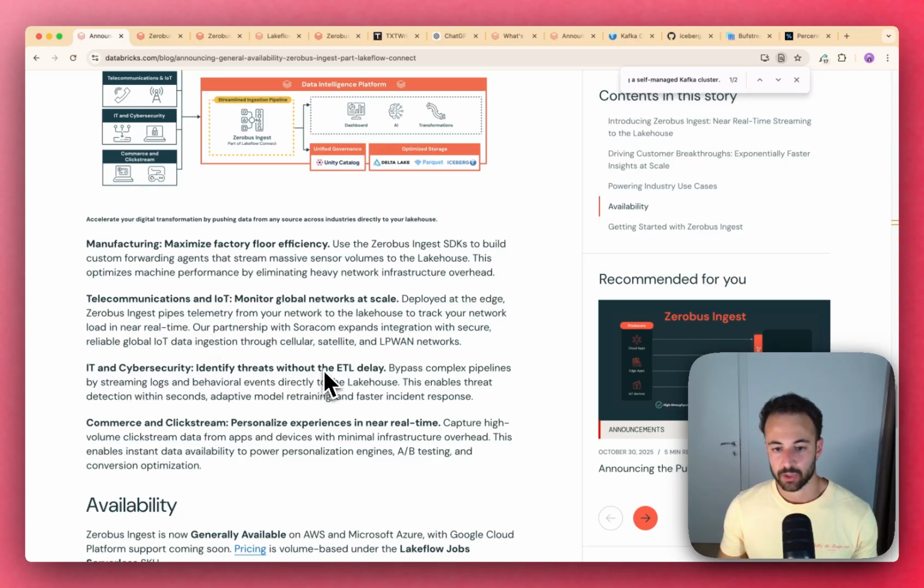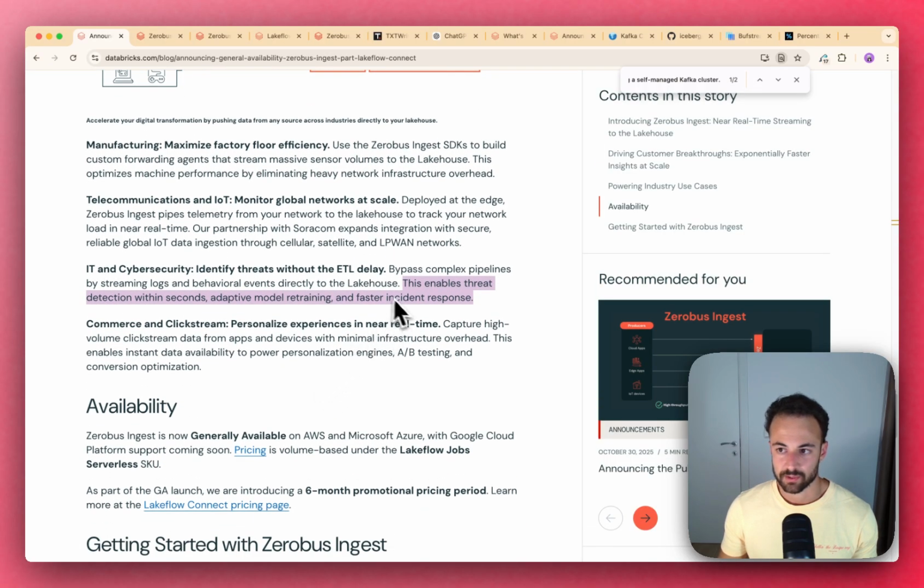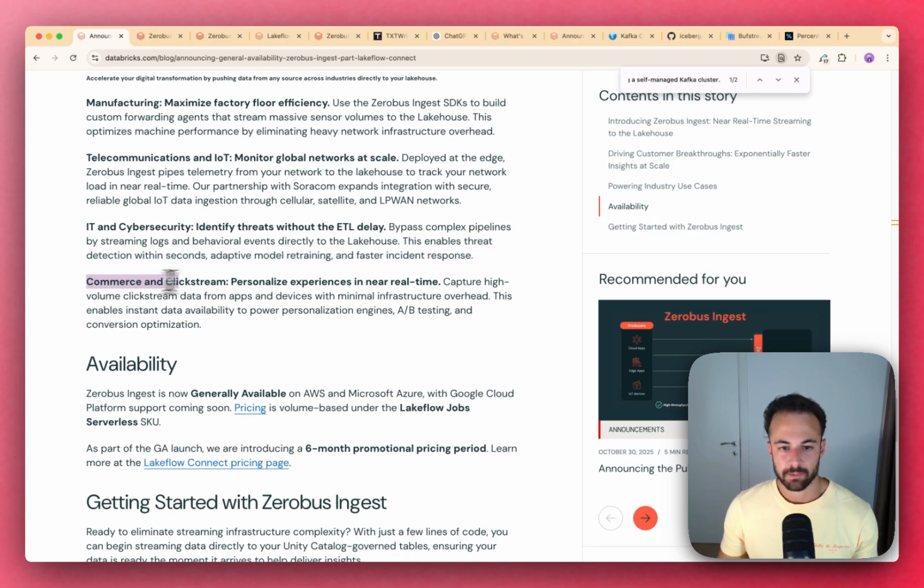IT and cybersecurity. Identify threats without the ETL delay. Bypass complex pipelines by streaming logs and behavioral events directly to the lakehouse. This enables threat detection within seconds, adaptive model retraining, and faster incident response. Okay, just pipe your data in real time. Commerce and clickstream. Personalized experiences in near real time. Capture high-volume clickstream data from apps and devices with minimal infrastructure overhead. This enables instant data availability to power personalization engines, A/B testing, and conversion optimization.